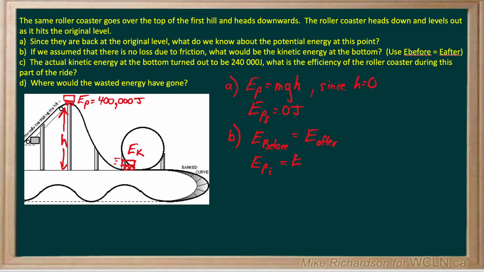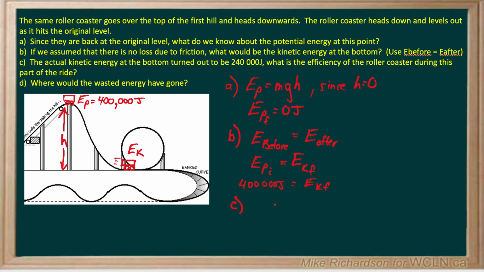And at the bottom, it's all kinetic. All that potential energy got transformed into kinetic. There was no potential. So if my initial potential energy was 400,000 joules, that would all get converted to kinetic energy at the bottom of the ride, since it doesn't have to share it with any other energies.